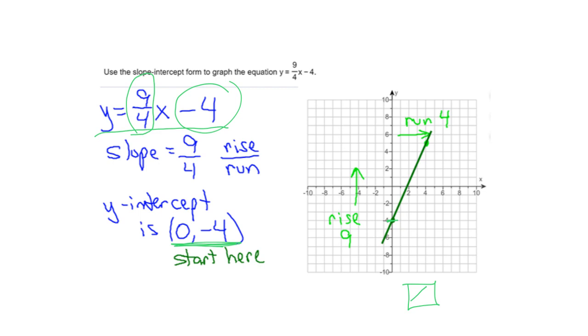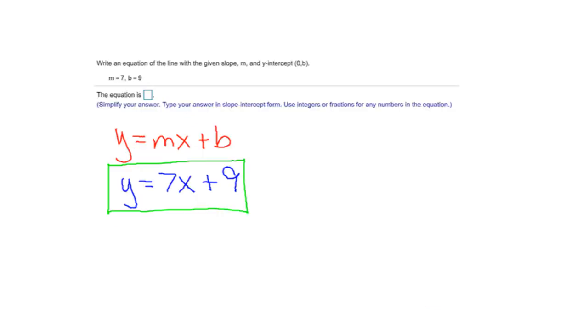You're going to come over here and click on 0, negative 4, because that's where I'm going to start. I'm going to start at the y-intercept. And then what you're going to do is head up 9. So you're going to rise 9 tick marks and run 4 tick marks. And that's going to give you your next point. And when you click on that point, the computer's going to draw the line for you.